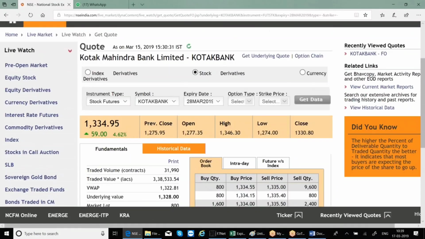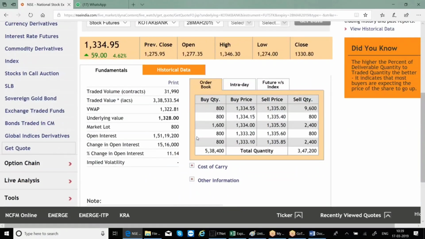So what I'm getting is, can you see the change in open interest? Is it positive or negative? Visible over there? It is positive, means it is up. And price is up. So what does it come in? Long build-up.